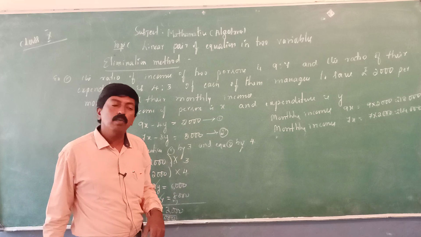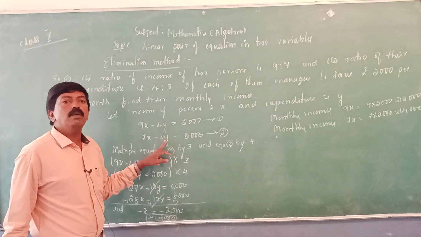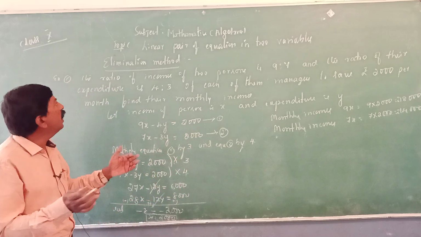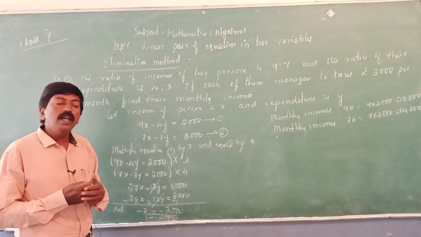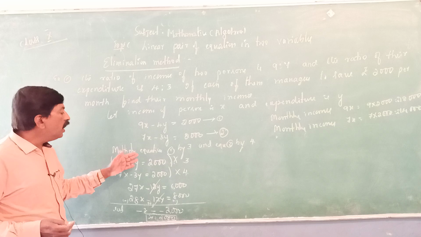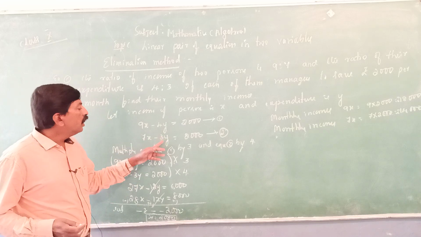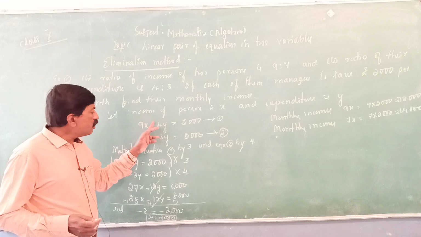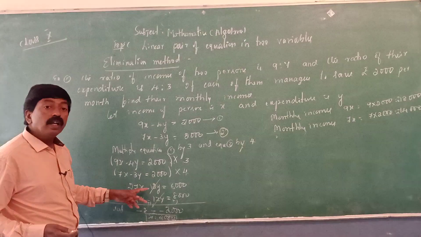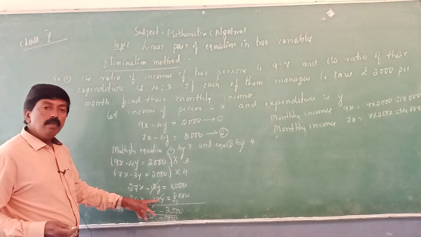Call it as equation 1. So income of second person with expenditure of a second person, he saves 2000. Now we want to eliminate any one variable. Either you can eliminate y or you can eliminate x. Here I chose to eliminate y. That's why I multiplied 3 to the first equation and 4 to the second equation. I would like to make the two equal, minus 12y and 12y, so that it is eliminated.